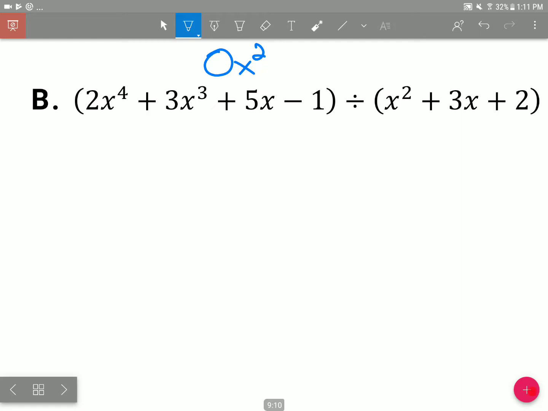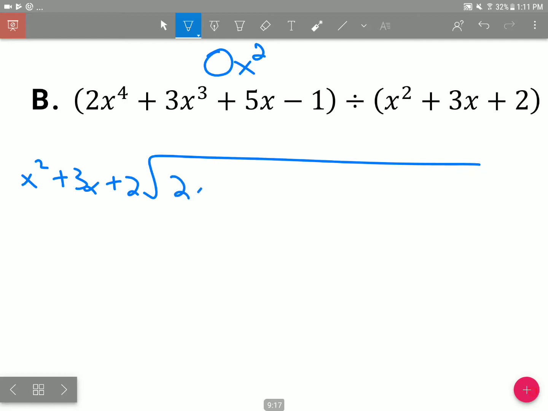So we got x squared plus 3x plus 2, and we're going to divide that into 2x to the 4th plus 3x to the 3rd plus 0x squared plus 5x minus 1. Okay? But hopefully the reason I put in that 0 will be apparent in a minute. But if nothing else, you need it as a placeholder. All right? Any questions? All right, let's get rolling.